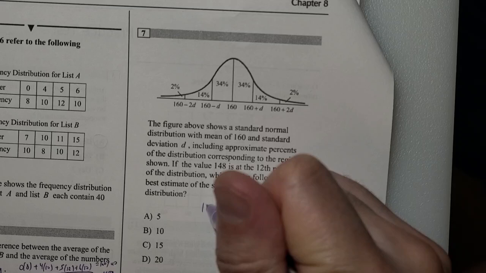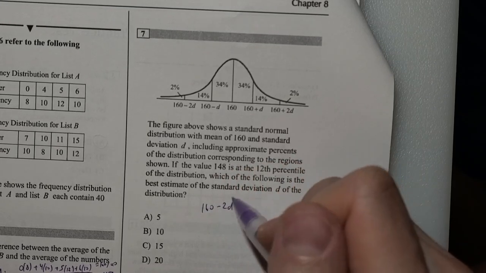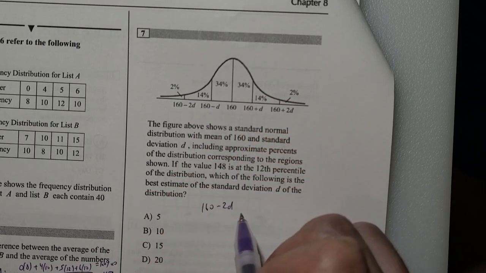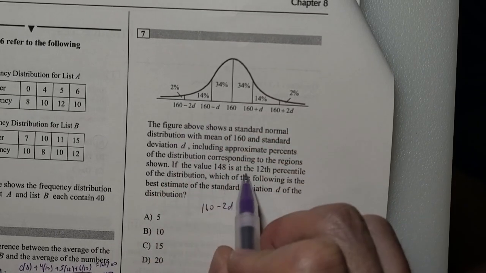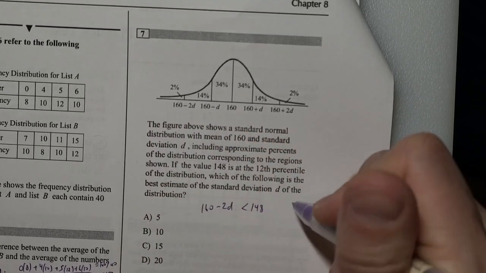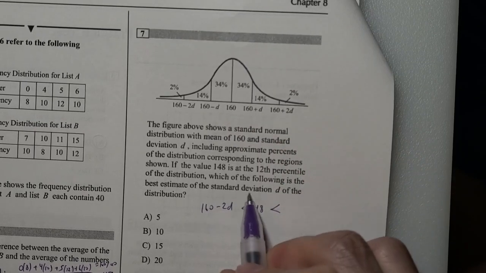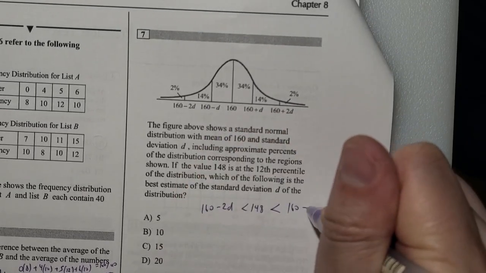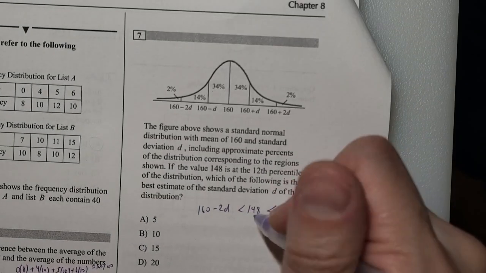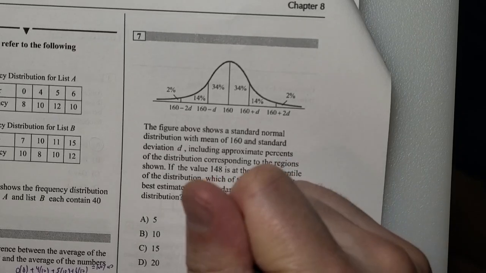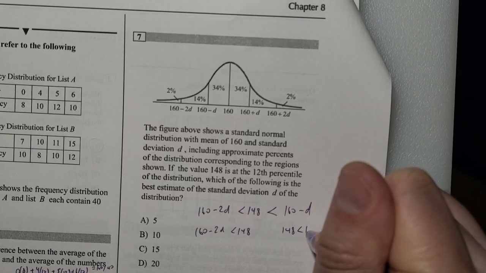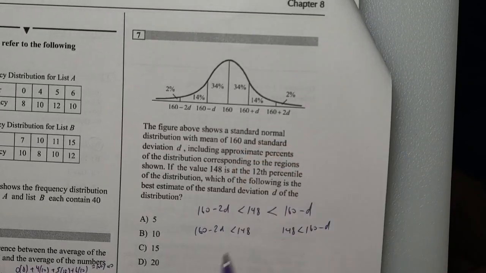So 160 minus 2d. Okay? The value of 148. That's down here, but we said 148 is at the 12th percentile, so this is smaller than 148. And similarly, 148 is less than 160 minus d. Okay? So actually, we should split this up into 2 inequalities. 160 minus 2d less than 148, and 148 less than 160 minus d. So we can solve for d in these 2 separate branches.